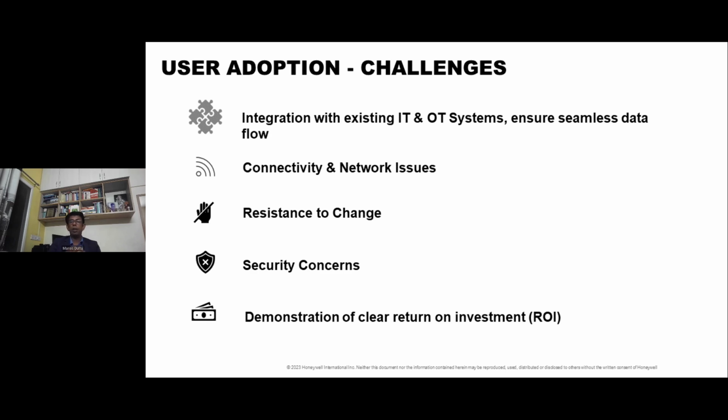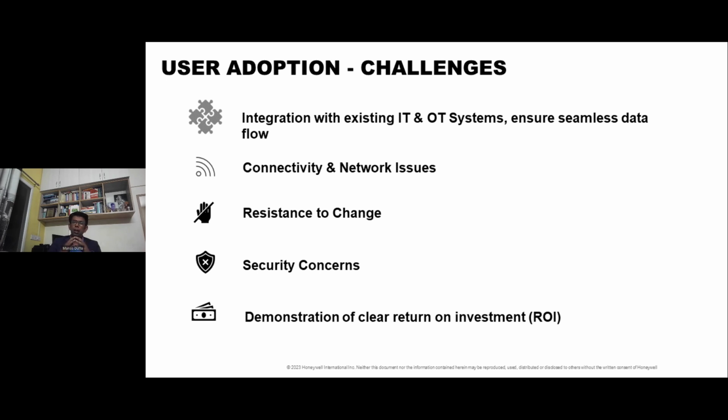Then come the network and connectivity challenges. This is for manufacturing facilities which are in a remote location, like an offshore platform, or even onshore, if it is in a geographically isolated place, the network connectivity is a challenge. And without proper network connectivity, providing the information at the time they need it, when they're doing the job in the field, is difficult.